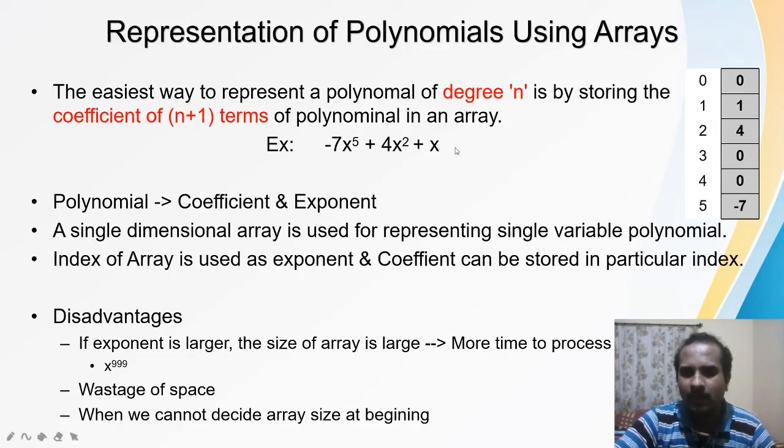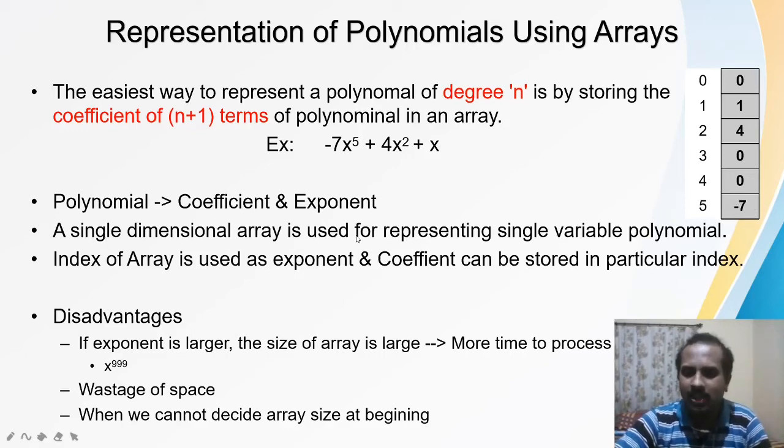Then x to the power 2. In the x to the power 2, I have the coefficient 4. So I am writing 2 and 4. Then x to the power 3, but x to the power 3 is not there. That means the coefficient is 0, so I am writing that, and then x to the power 4, again that is not mentioned here, that is 0, and x to the power 5, I have the coefficient -7, so I am writing -7.